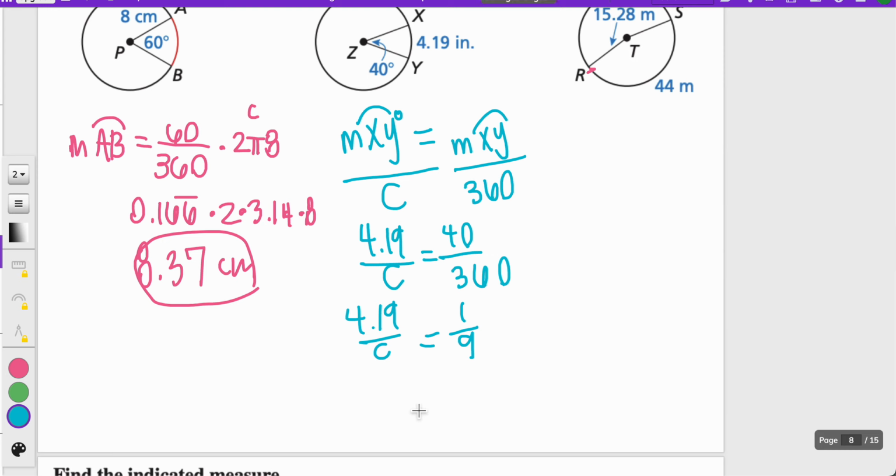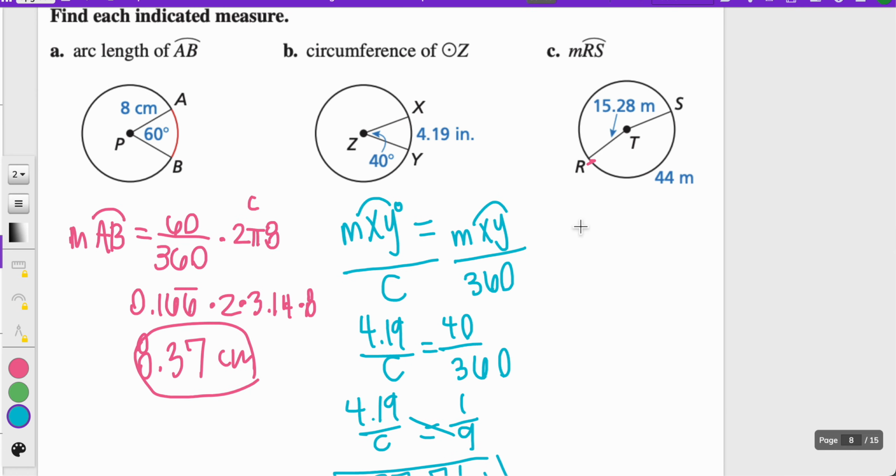One thing I can do is simplify 40 over 360 to 1/9, so I'm going to do that first because that's going to make my numbers a little bit smaller here. If you didn't see that, that's fine, but essentially now all I have to do is cross multiply this 4.19 times 9, and I'm going to get 37.71, okay, as my circumference.